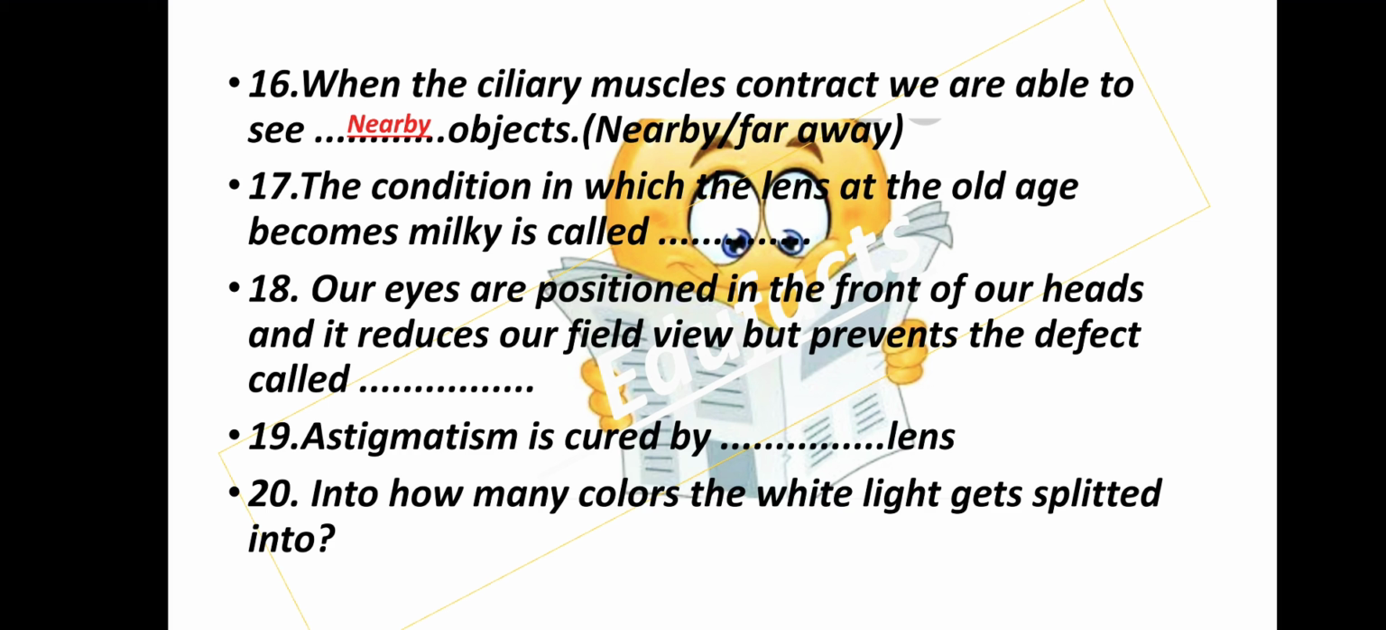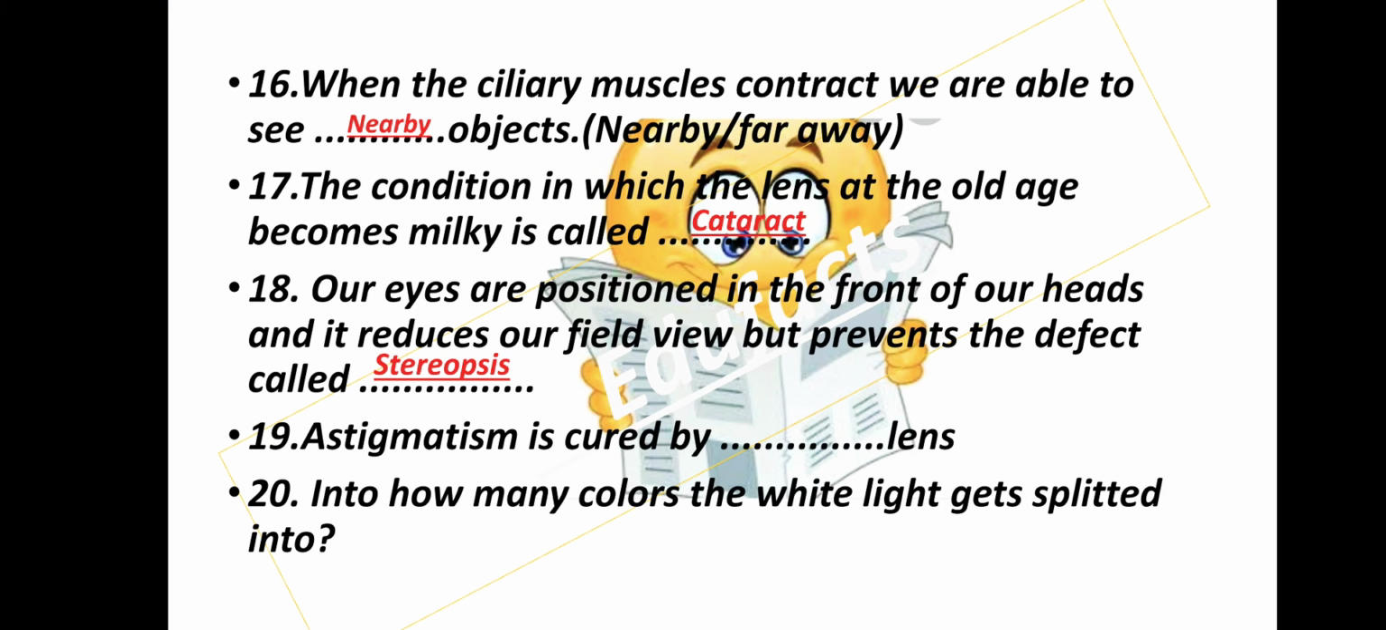The condition in which the lens at old age becomes milky is called cataract. Question number 18. Our eyes are positioned in the front of our heads, which reduces our field of view but prevents the defect called stereopsis. Now, what is stereopsis? Stereo means solid and opsis means appearance, that is solid appearance, right? It refers to the perception of depth or a 3D structure obtained on the basis of visual information, right?